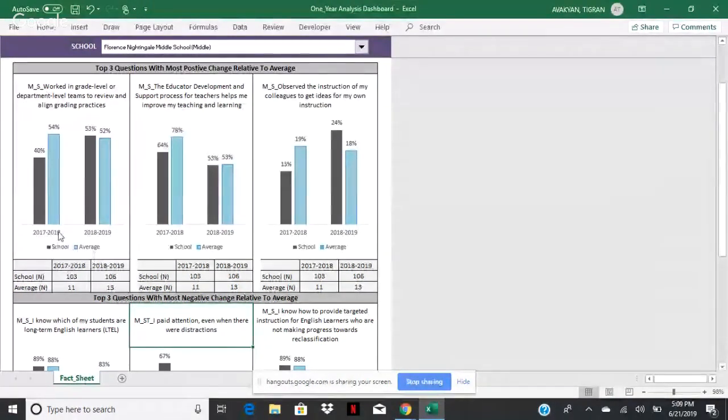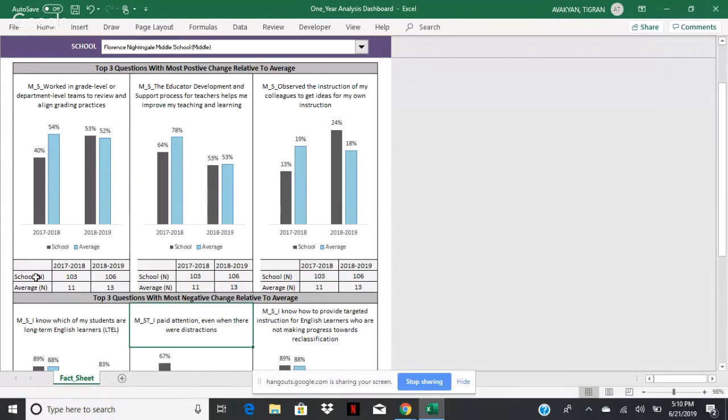Here you have the percentage of the top two responses. So for example, for this question, worked in grade level or department level teams to review and align grading policies, 40% of teachers or staff agreed or strongly agreed. And here the average is 54%.